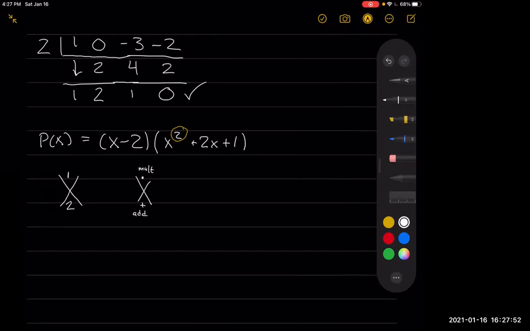So here, if we look at 1, 1 plus 1 equals 2, and 1 times 1 equals 1. So that lets us know that we could probably factor this polynomial out, and it will be x plus 1 times x plus 1, which also just equals x plus 1 squared.